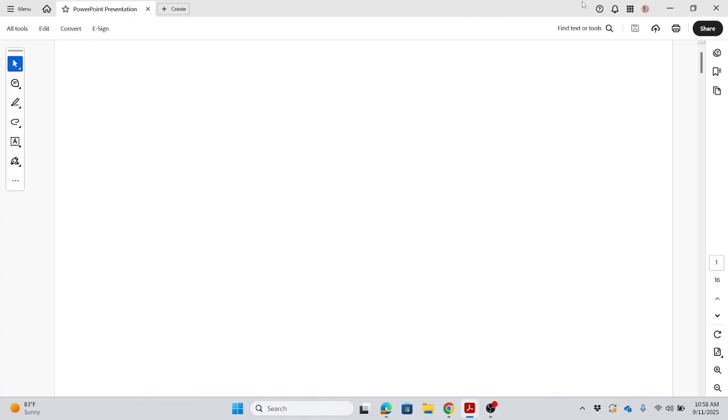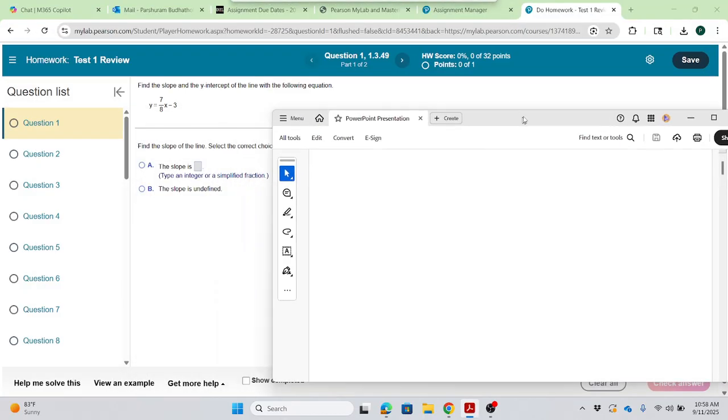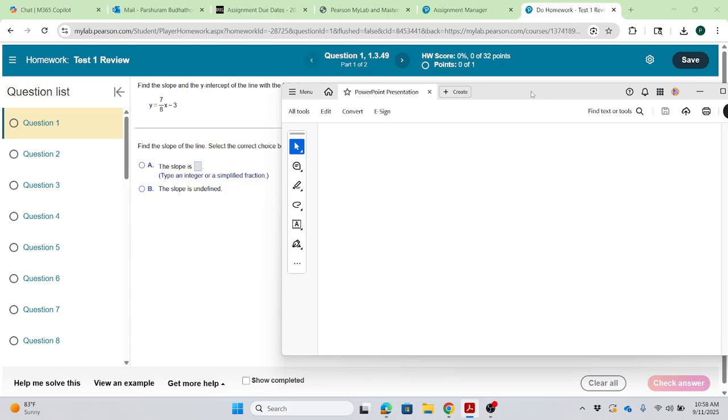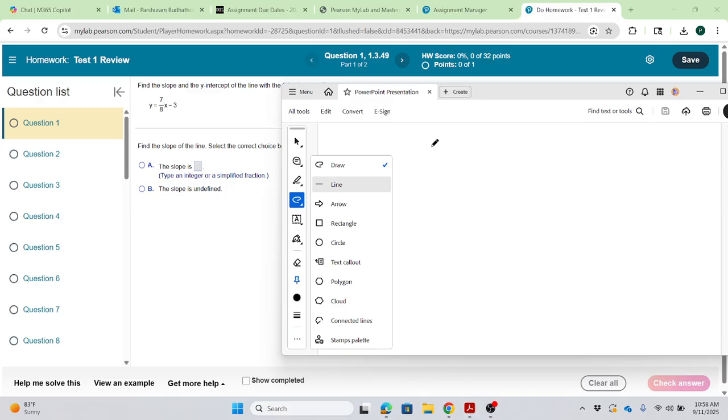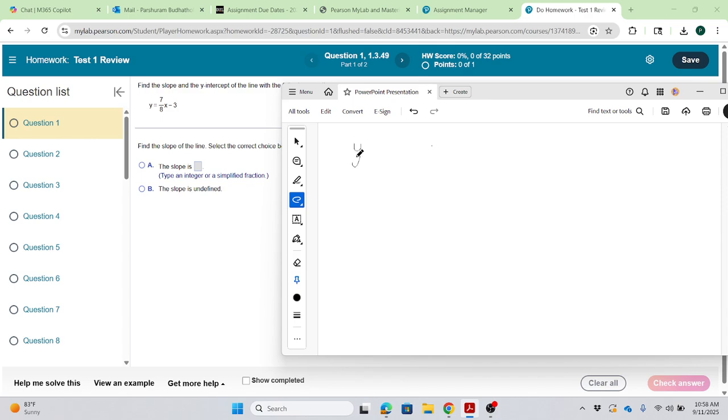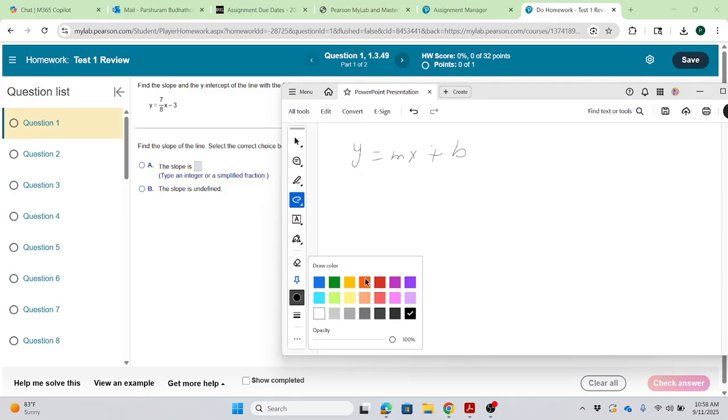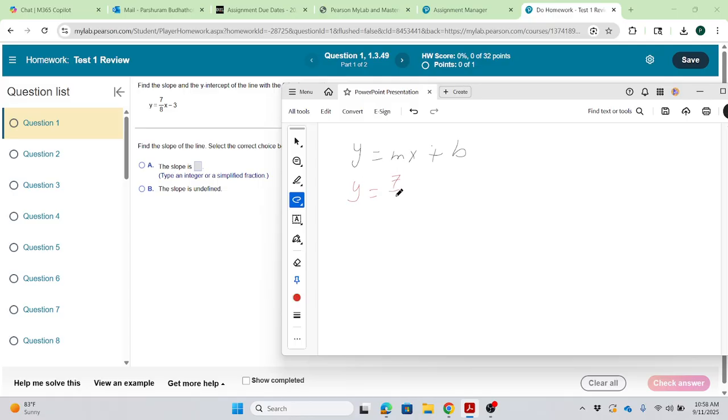If you have a question like this, you have to compare the equation with slope intercept form, which is y equal mx plus b form. So in this case, write down y equal mx plus b, and just copy the equation from the question. Y equals 7 over 8 x minus 3.